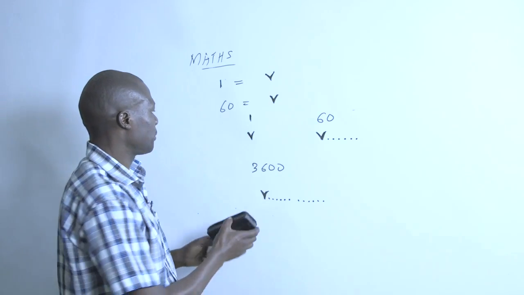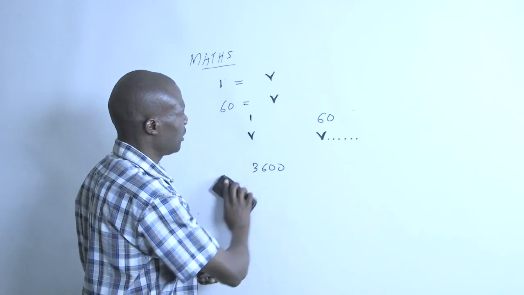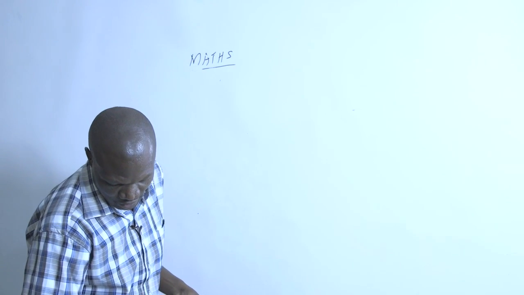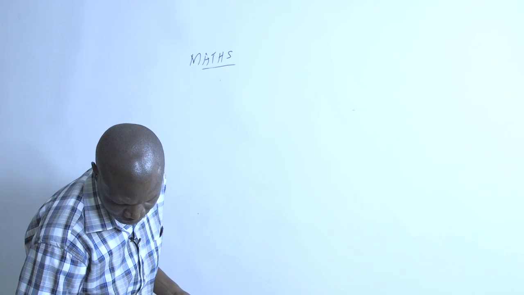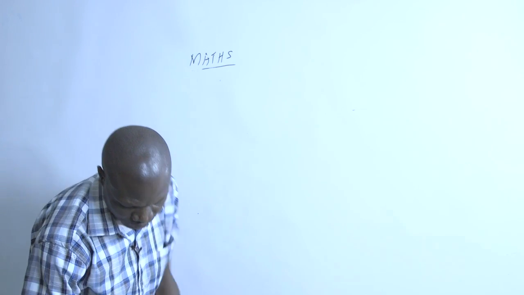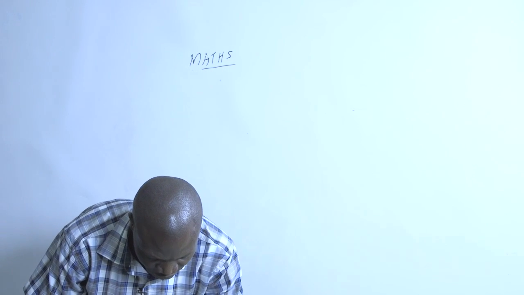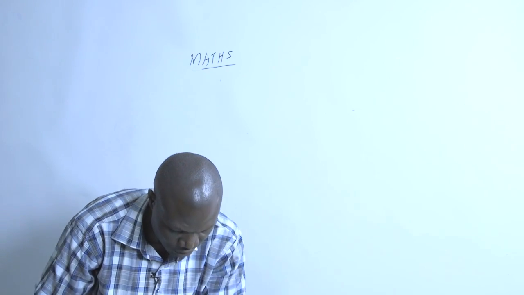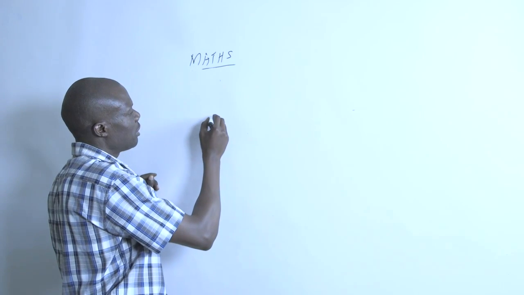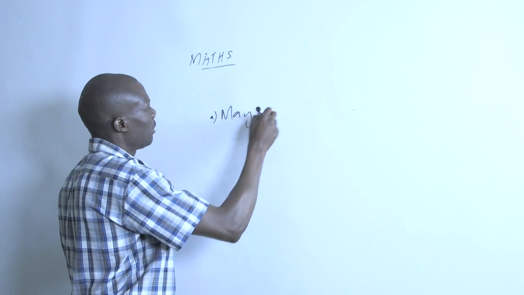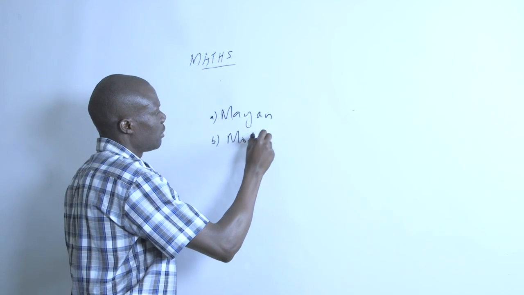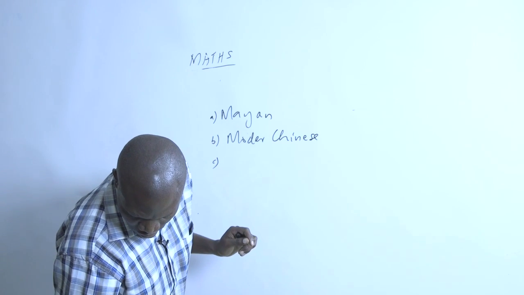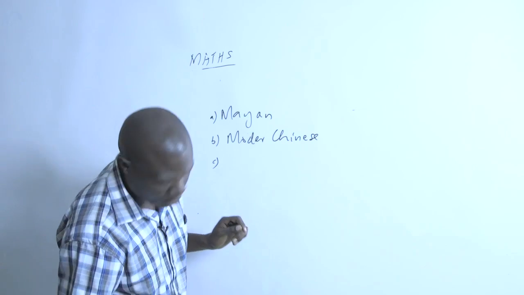Now, your assignment about the number system. Other well-known number systems that existed include the following. We have the Mayan, modern Chinese, and ancient Greek.